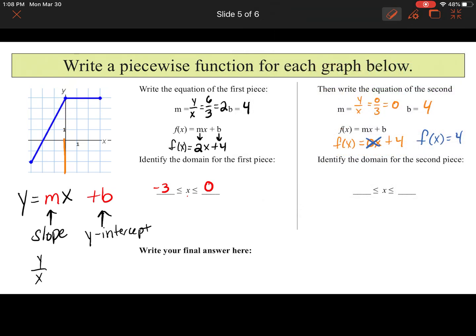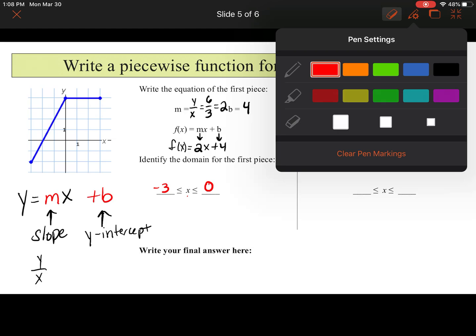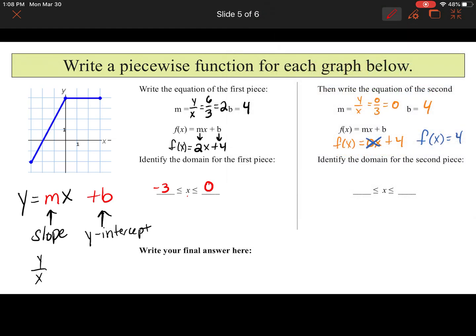Okay, our domain for this line, we look at our starting point. Domain, remember, means the x values. Okay, so I go down, starts at x equals 0, and it ends at x equals 1, 2, 3.